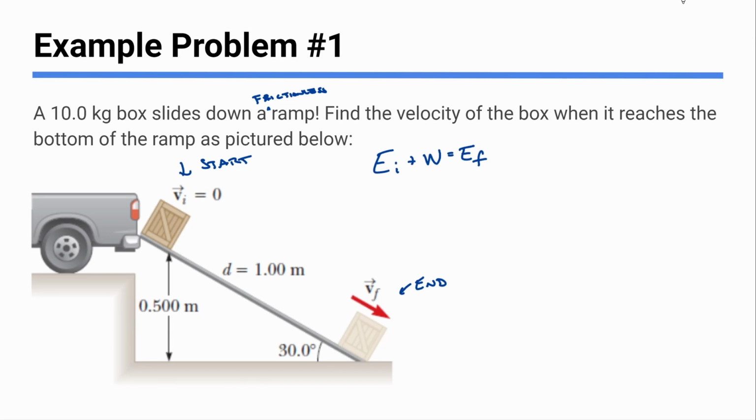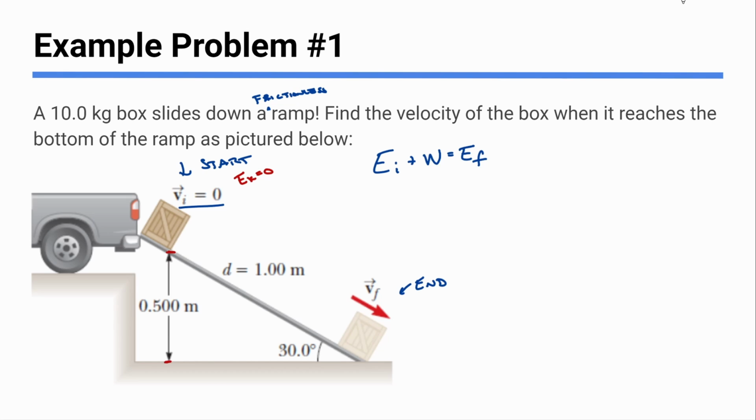Okay, I want to look at my start situation. I have a box up on top of a ramp starting at rest, and I want to think about what kinds of energy I have there. In the beginning, do I have any kinetic energy? Well, nothing is moving, so no. Kinetic energy, none. Do I have any potential energy? I think I do. I have gravitational potential energy because I'm up off the ground.